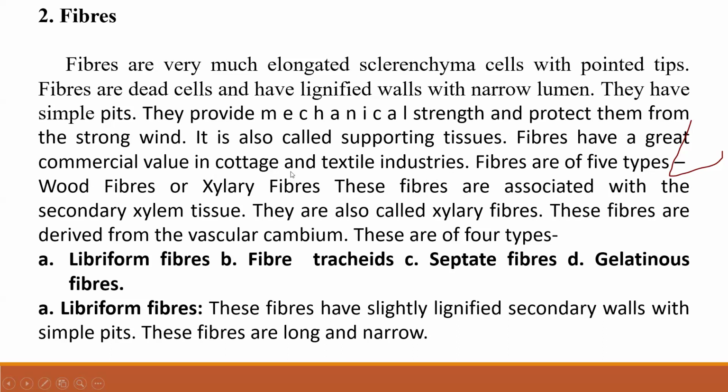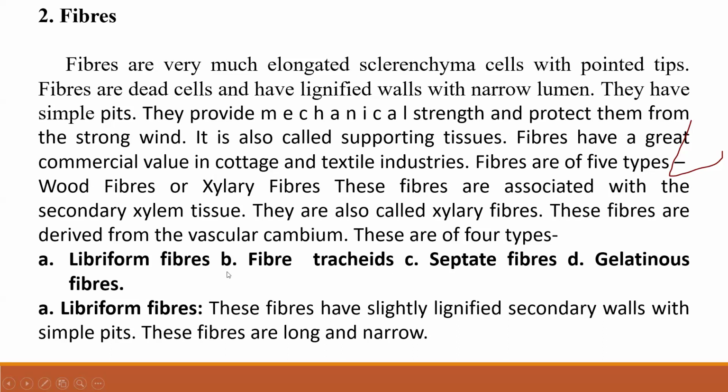So here, based on where they are present, based on position, they are classified into different types. Xylary fibers mean the fibers which are present along with the xylem. These fibers are associated with the secondary xylem tissue, so they are also called the xylary fibers. These fibers are derived from the vascular cambium, and these are of 4 types.